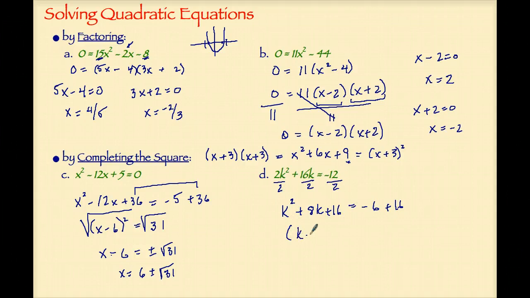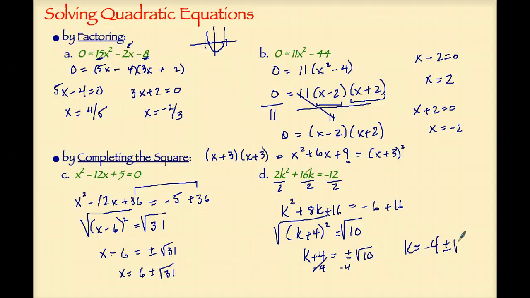Now that it's a perfect square trinomial, I can write it as k plus 4 quantities squared. The right side is 10. I can now take the square root of both sides, resulting in k plus 4 equals plus or minus the square root of 10. Don't forget the plus or minus. That's where the two solutions come from. And subtracting 4 from both sides gives me negative 4 plus or minus the square root of 10. Again, this is a parabola with two irrational solutions, strange decimals though they might be.